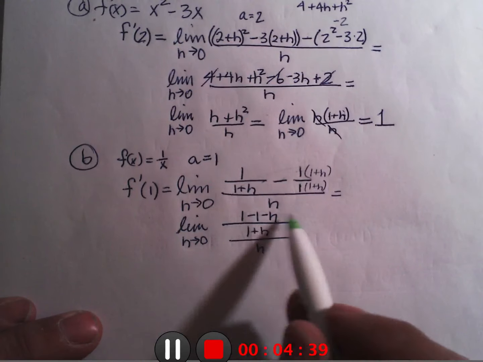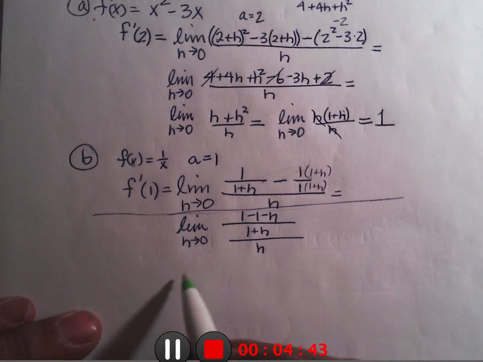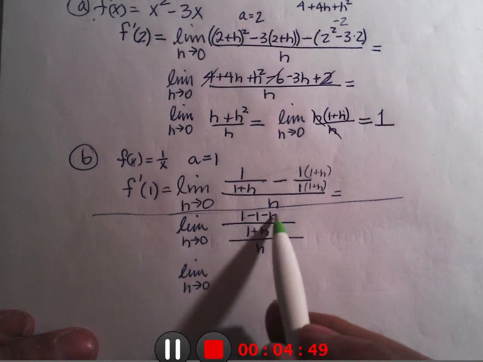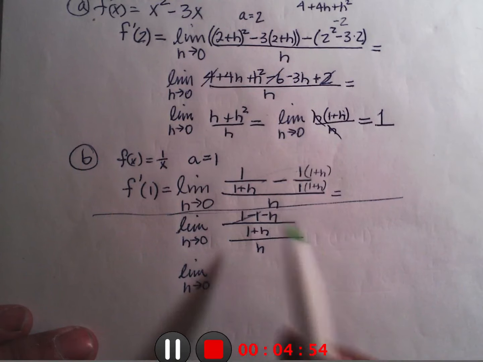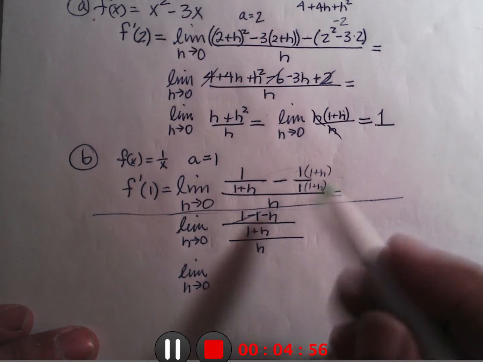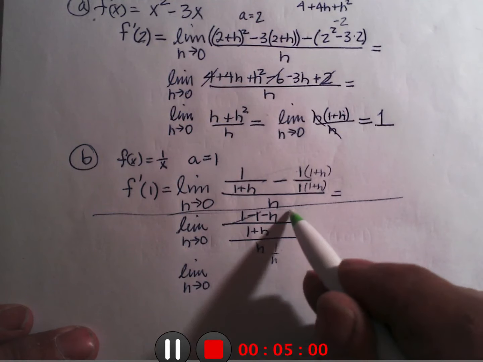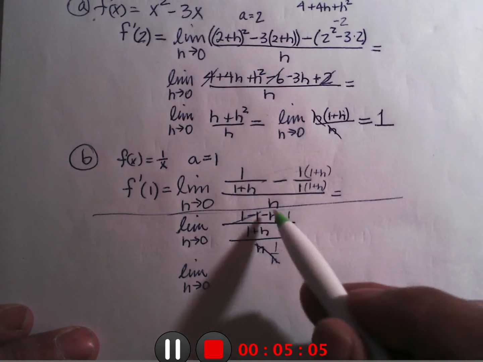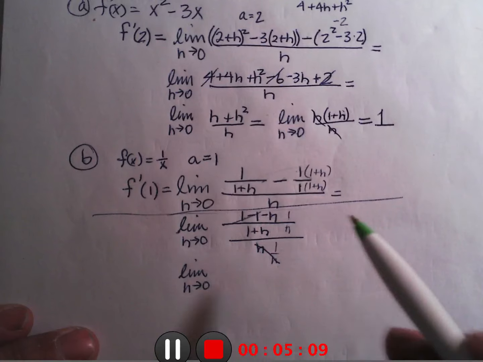Let's kind of separate that a little bit. Limit as h approaches 0. 1 minus 1 is just cancels, and so I got minus h. And if I multiply the numerator and the denominator by 1 over h, that'll cancel this out. And this h will cancel the h, but not the 1, so I'll have minus 1 over 1 plus h.